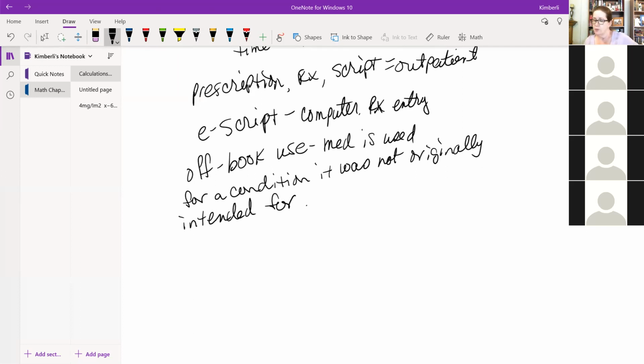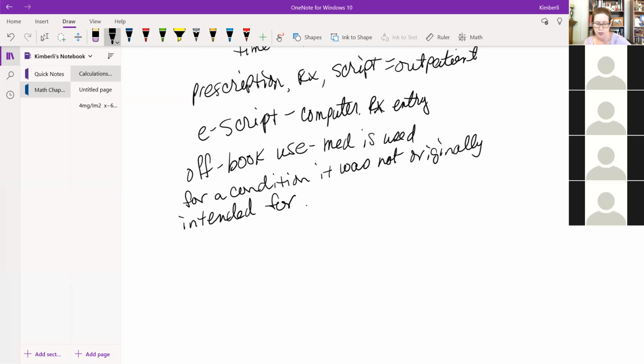Now, if the drug companies don't specifically do research for that thing, they cannot tell doctors to use it for that. They can't advertise it for that. But what happens is over time, you start hearing about these off-book uses. And in the case of terbutaline, for a while there, we weren't allowed to use it to stop early labor. But it just kept being used for that.